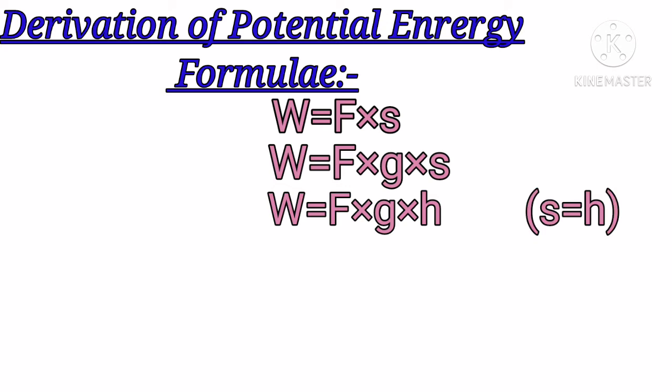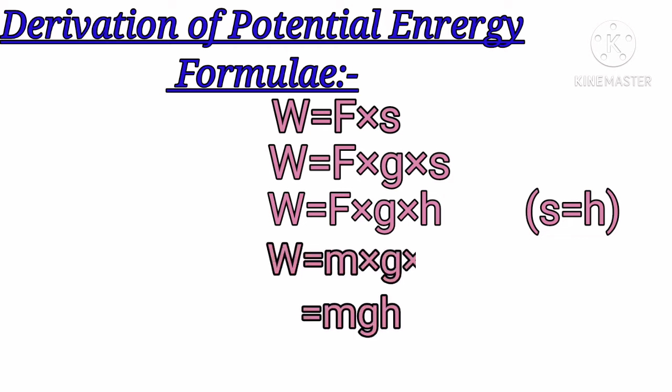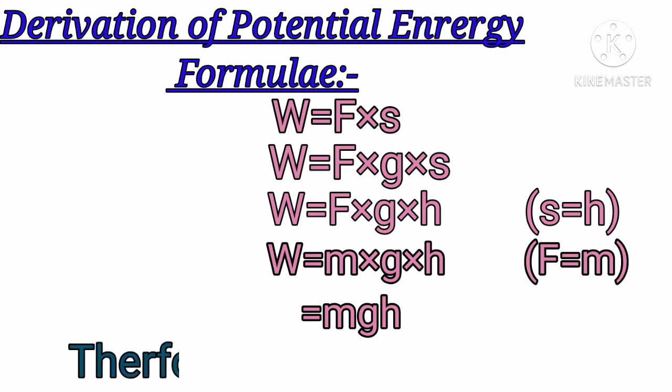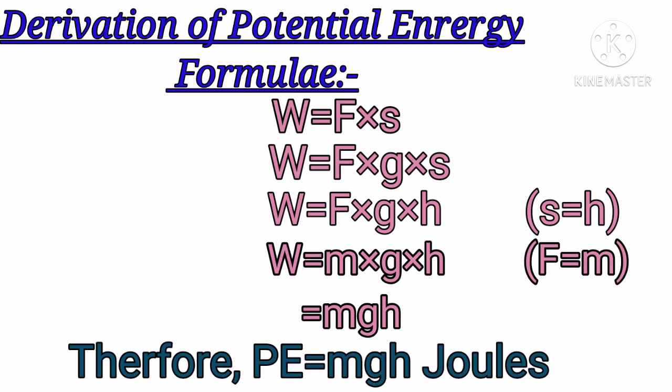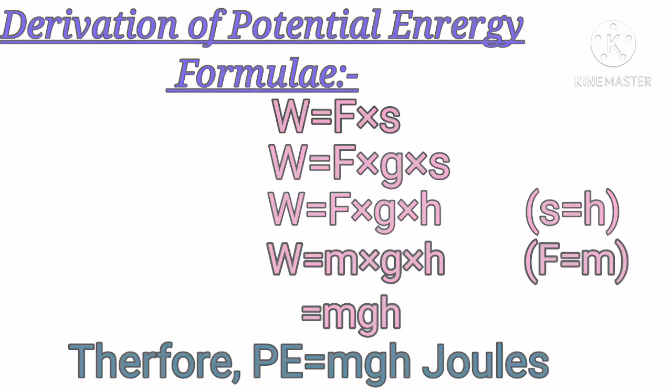Force is nothing but mass into acceleration. So force is equal to mass into g, so we can write m into g into h. This work done on the object is stored in it as potential energy. So therefore potential energy is equal to mgh.